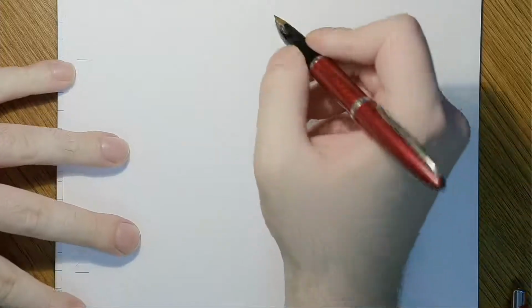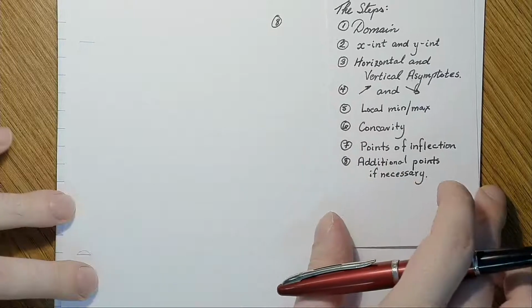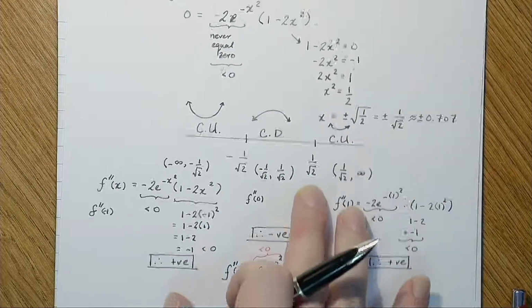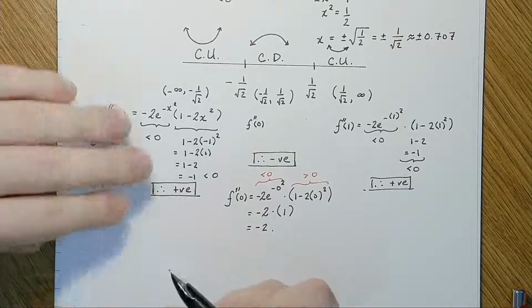So, number 8, sketching. Okay, so I have out my... Oh, no, we didn't quite finish it, because we need one more step, which is the points of inflection. We did the concavity, which is close, because we kind of get them almost for free.